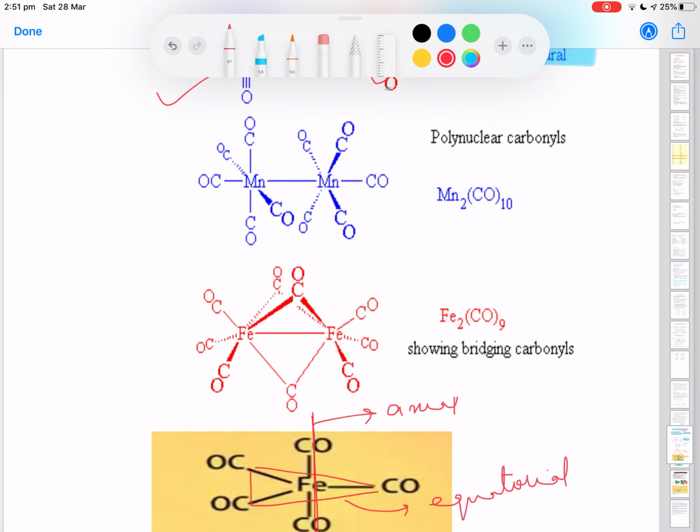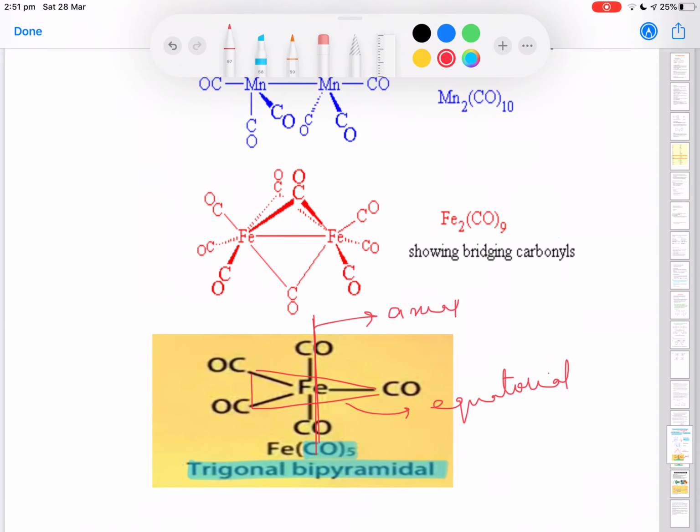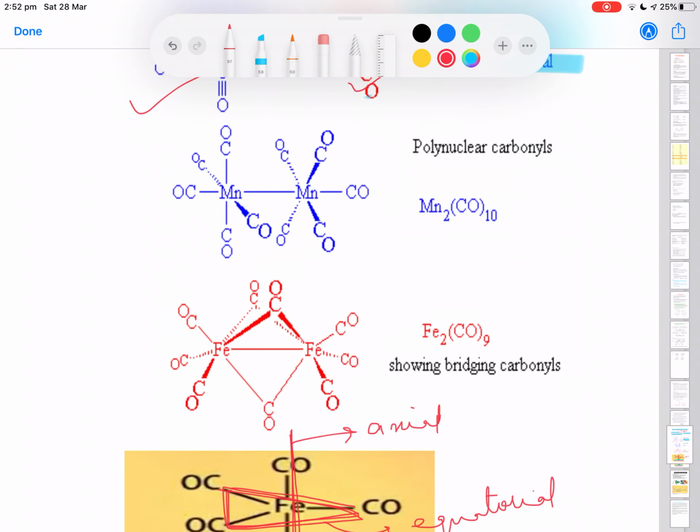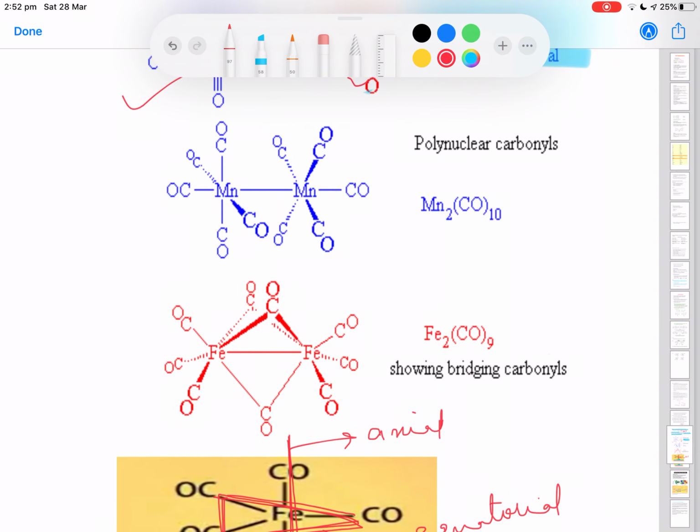Otherwise we also have pentacarbonyl iron, right? We can easily see when the coordination number is 5, the geometry is going to be trigonal bipyramidal. And we have already learned before that 3 of the carbonyl groups will be arranged in equatorial positions and the other 2 will be arranged in axial positions as mentioned here. Now apart from that, we have some bridging carbonyl compounds and polynuclear carbonyl compounds as well.